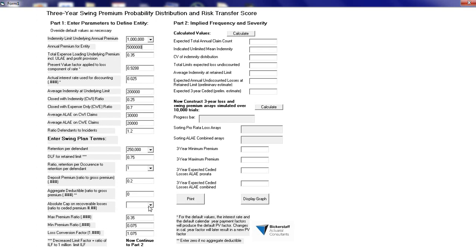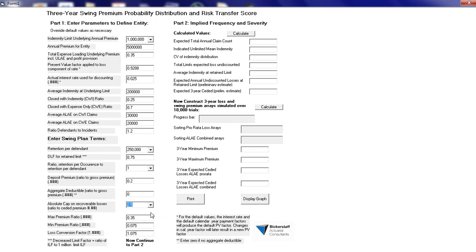And then the terms of the treaty almost always include an absolute cap on recoverable losses as a ratio of ceded premiums, and I'm going to use 2.5, which is a fairly typical ratio.